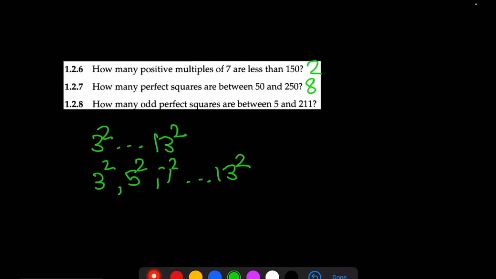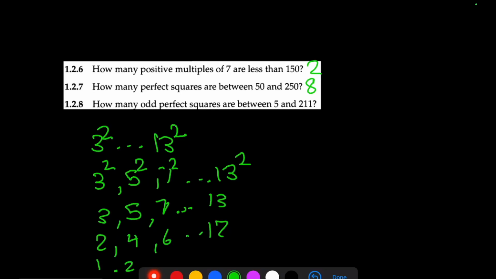So now, actually, let's take the square roots first to get rid of the squares. That would give us 3, 5, 7, up until 13. Subtracting 1 from everything, 2, 4, 6, up until 12. Divide the entire thing by 2: 1, 2, 3, up until 6. So that means our answer is 6.